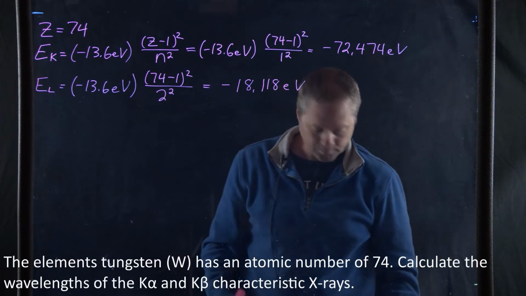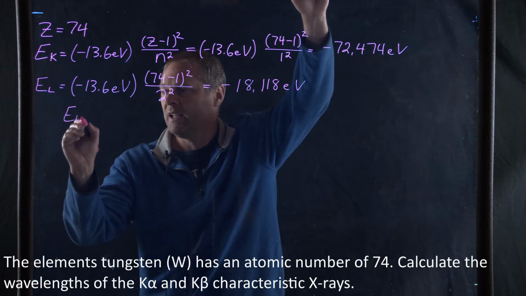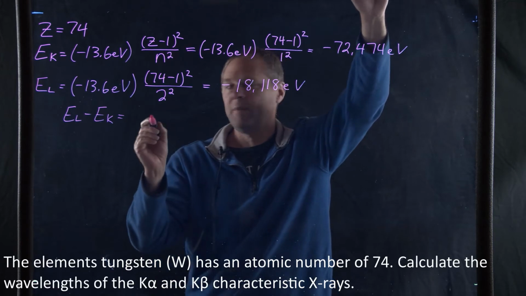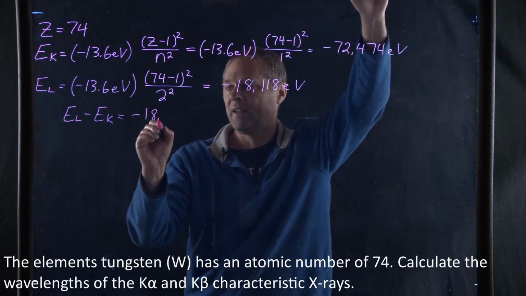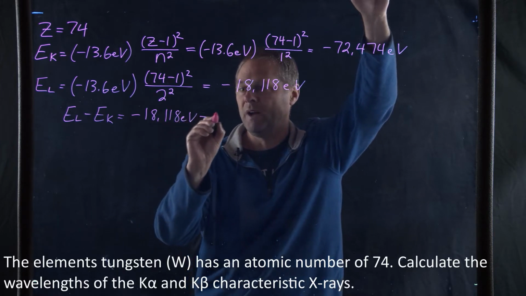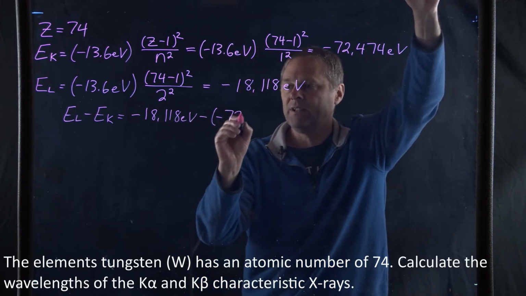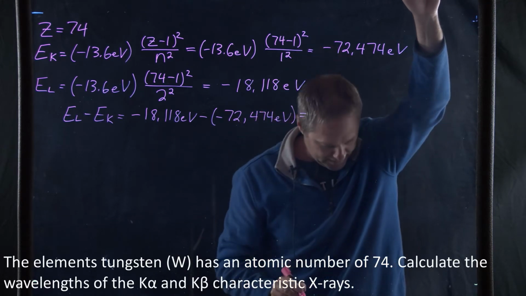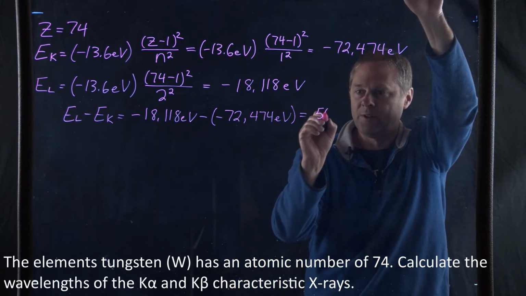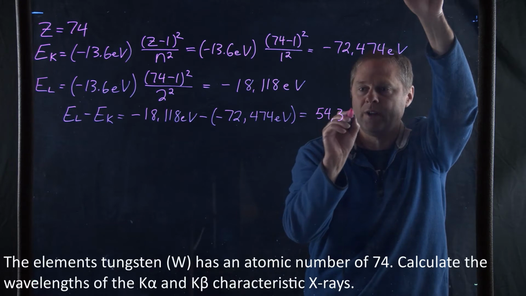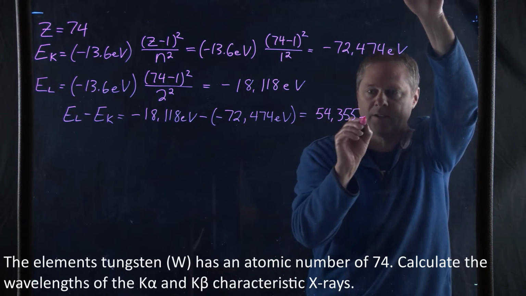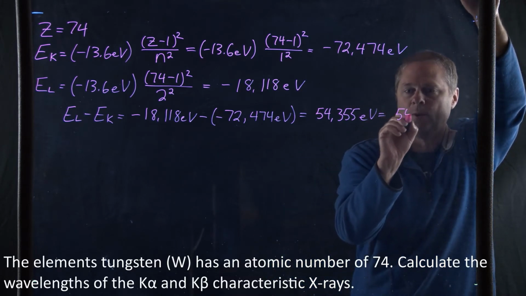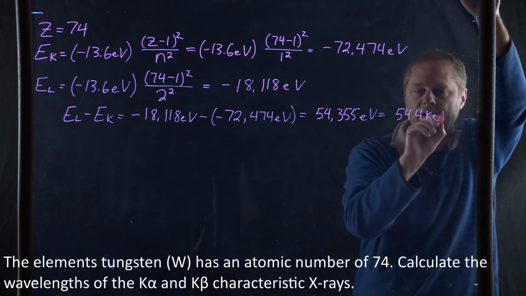Now, if we take EL minus EK, EL minus EK is going to be negative 18,118 electron volts minus a negative 72,474 electron volts. Then what we end up getting is 54,355 electron volts, or we can say this is equal to 54.4 kiloelectron volts.